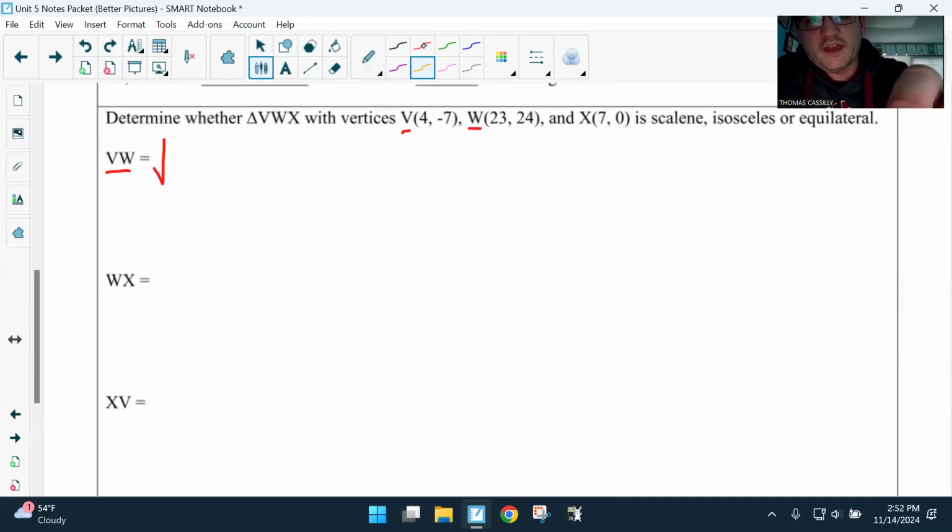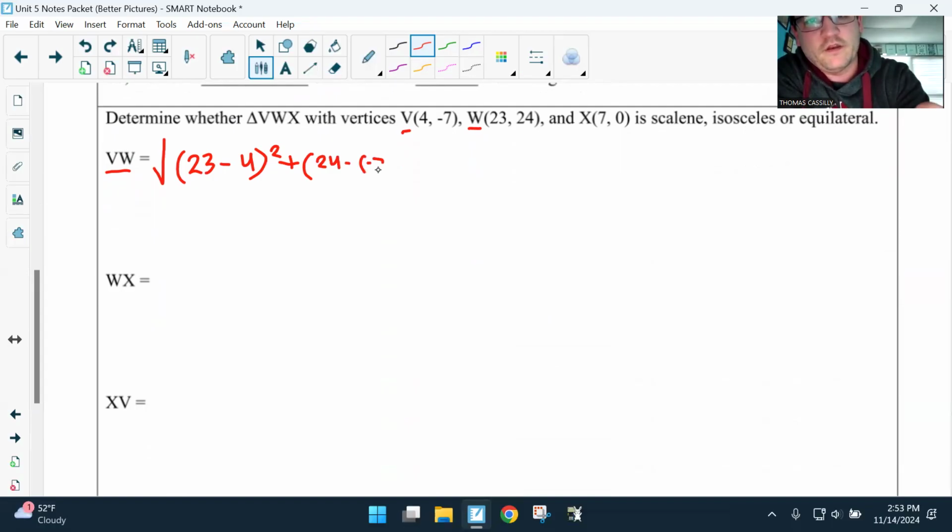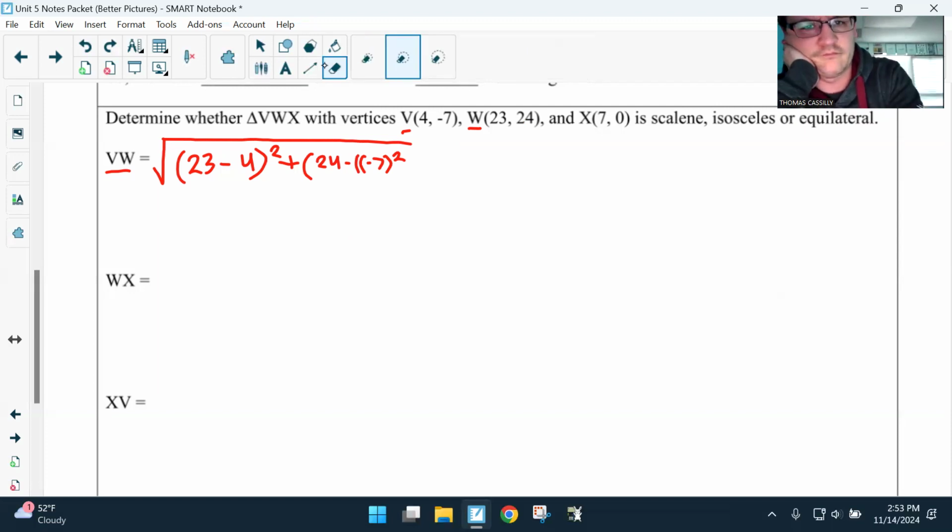All right, difference of the x's. So we have 23 minus 4, all right, squared plus 24 minus -7 squared. We square root that whole thing. I think I need another square root. There we go. All right. No, that's not right. Let me try that again. -7. There we go.